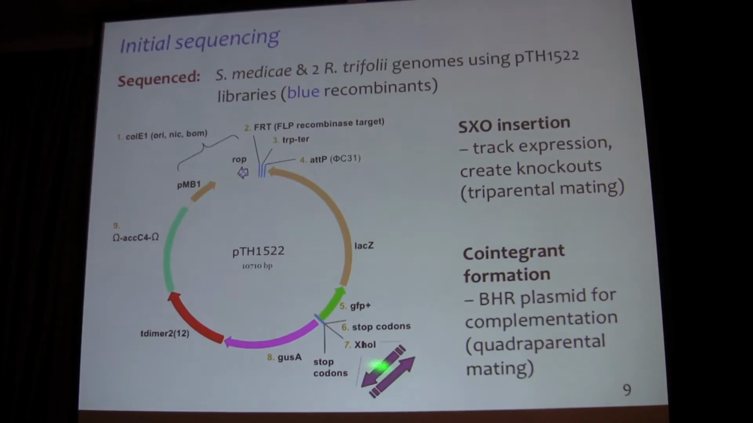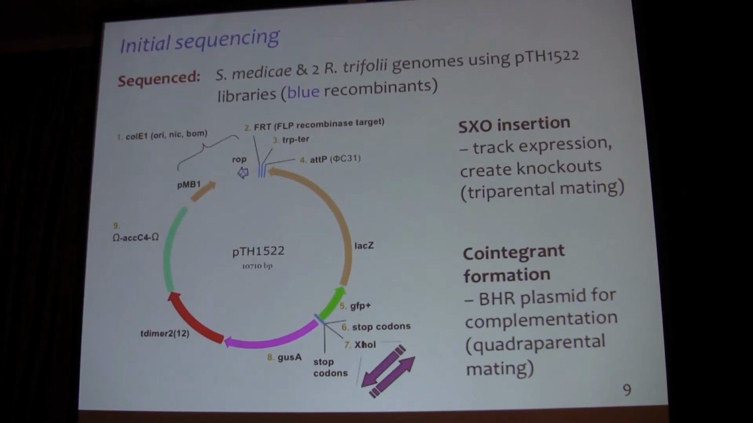And because your insert is flanked bidirectionally by promoterless reporters, so GFP and LacZ in one direction, and GusA and tdimer in the other direction, you can begin to look at infection processes and induction and gene regulation. And you can do that in a whole broad range of backgrounds by also creating co-integrants. So you can very rapidly, once you've done your triparental mating, do a single crossover insertion, look at expression, create a knockout, and create more than one knockout because you can use the FRT system here.